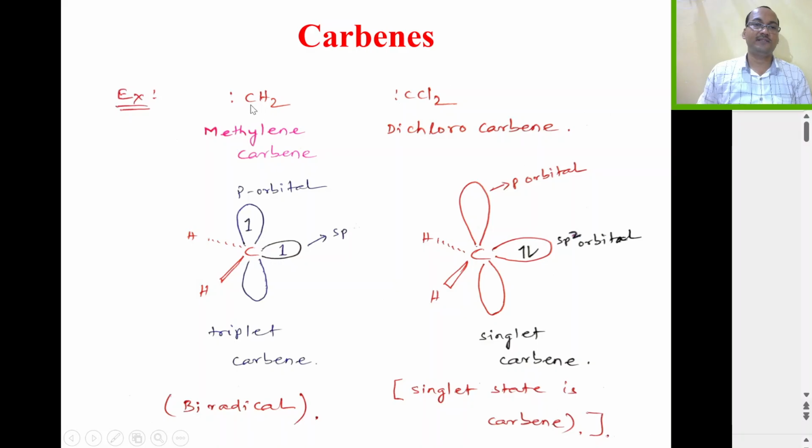An example of carbene is CH2, called methylene carbene, with a pair of electrons, and dichlorocarbene CCl2 with a pair of electrons. These carbenes are of two types, triplet carbene and singlet carbene. This is the structure. When both the electrons are in two different orbitals, that is called a triplet carbene, and when both the electrons are in one orbital and the electrons are paired, then that is called singlet carbene. The singlet state is called carbene, and the triplet state is called the biradical.